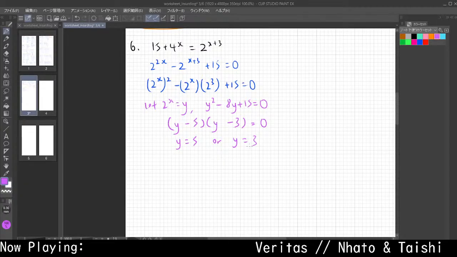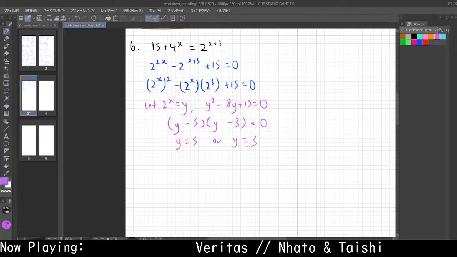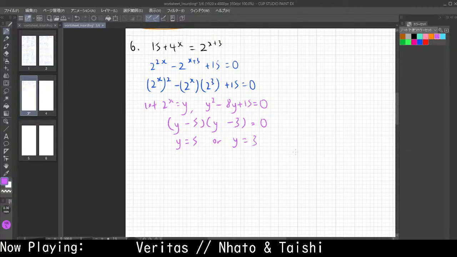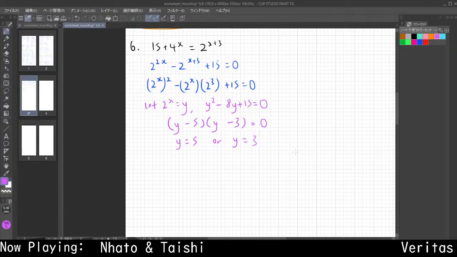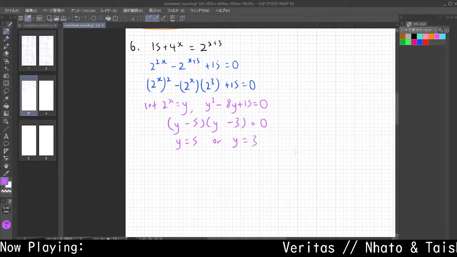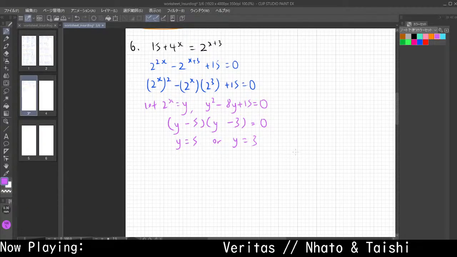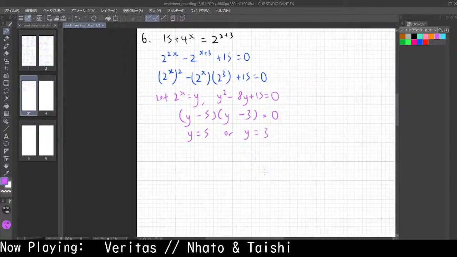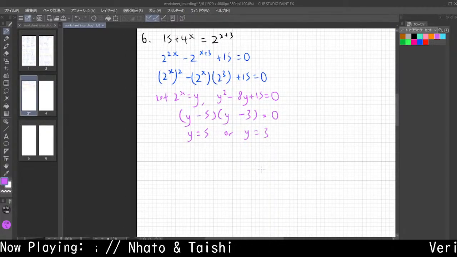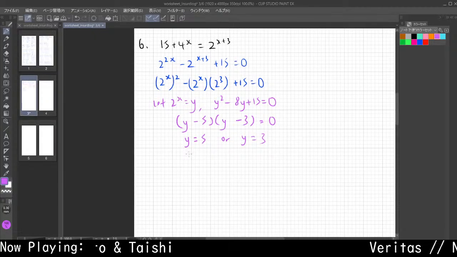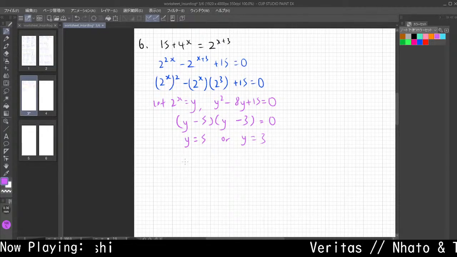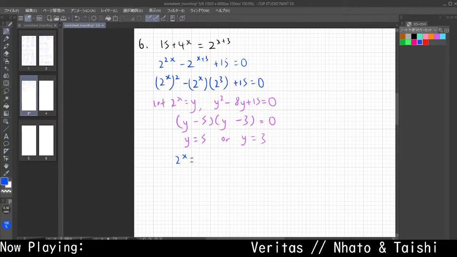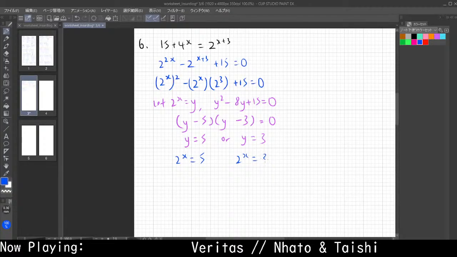Okay. And then as you can see here, now we want to find x, because the question says that alpha and beta are the roots of this equation, and your alpha and beta, since they're the roots, are obviously in terms of x, and then it wants you to find the value of alpha plus beta. So we want to find the x's first. Yeah, because the x's are the roots. So back to blue color, we have 2 to the x equals 5 or 2 to the x equals 3.